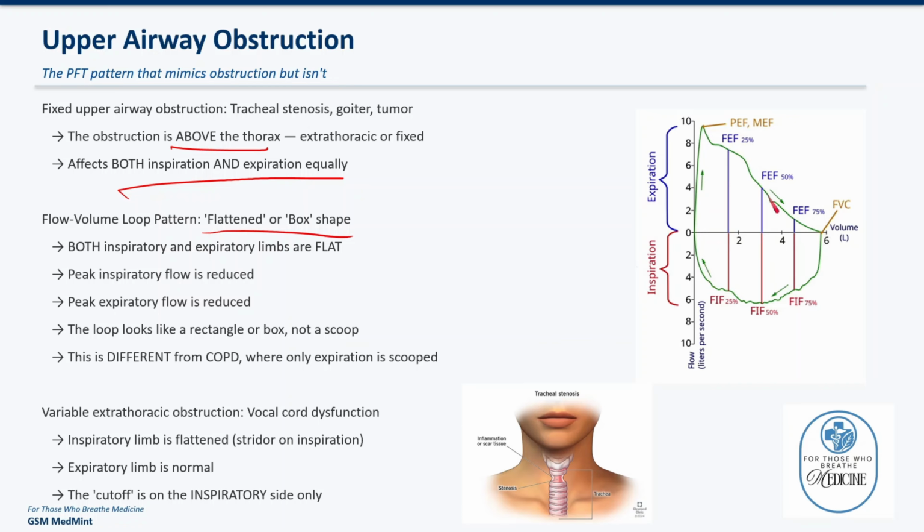For variable intrathoracic obstruction, we talk about tracheomalacia, or tracheal collapse. The trachea collapses in this case during expiration when the intrathoracic pressure is positive. So the expiratory limb is flattened, and the inspiratory limb stays normal. So look at the inspiratory limb. If it is flat, think upper airway, not lower airway. COPD never flattens the inspiratory limb. This is a critical visual clue that saves you from misdiagnosing tracheal stenosis as asthma.